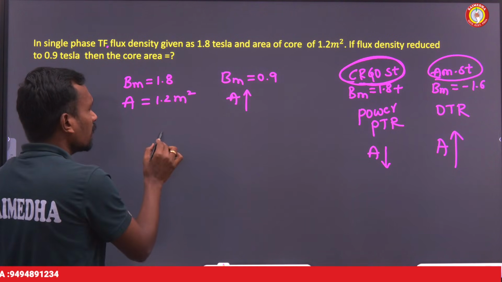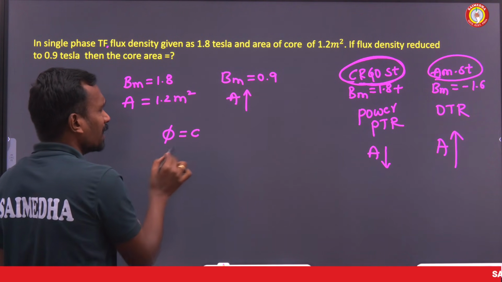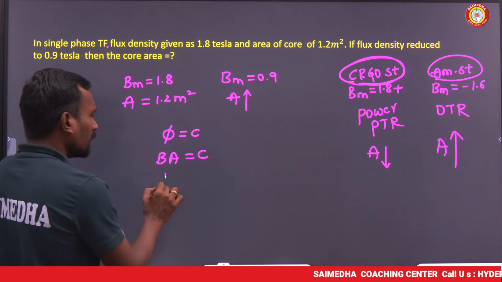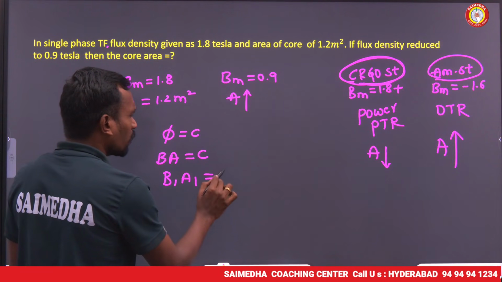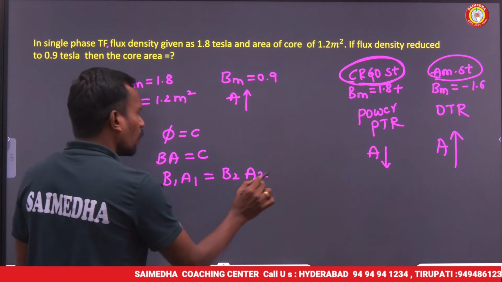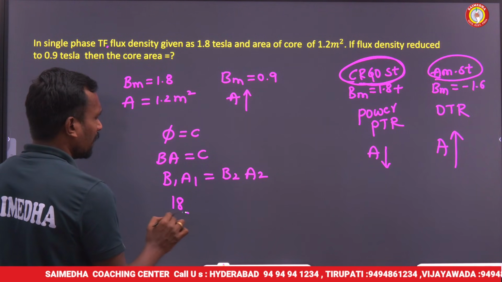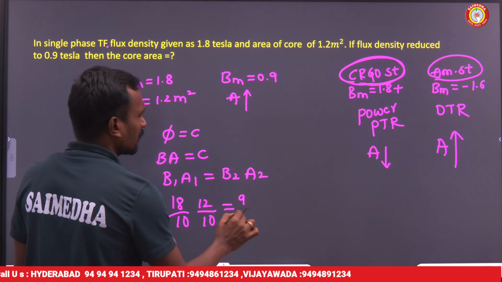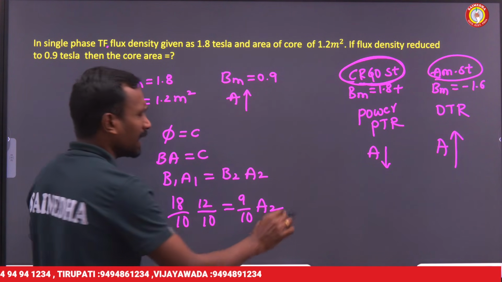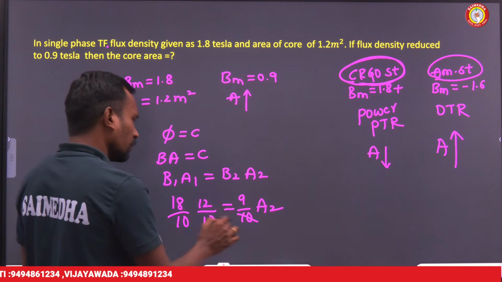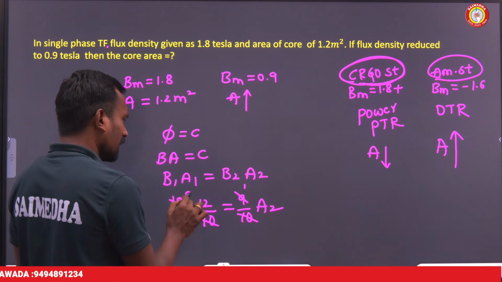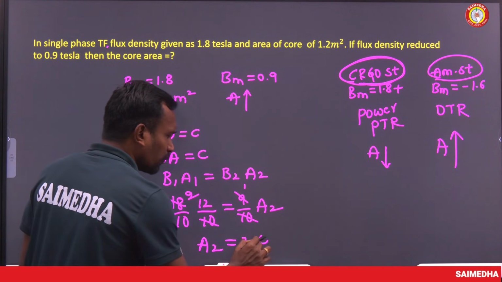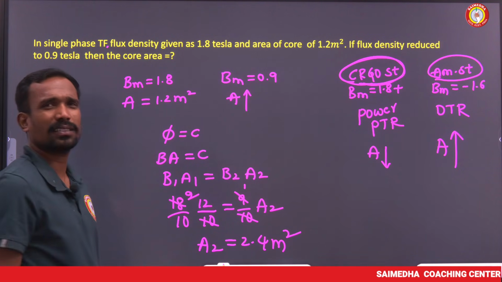Here, when the flux is constant, flux, nothing but B maximum into area, should be constant. That is, B1 into A1 should be equal to B2 into A2. B1 is 1.8, A1 is 1.2, B2 is 0.9, and now they are asking A2. So what is the answer, sir? 1.8 into 1.2 by 0.9 gives 2.4 meter square. The answer is 2.4 meter square.